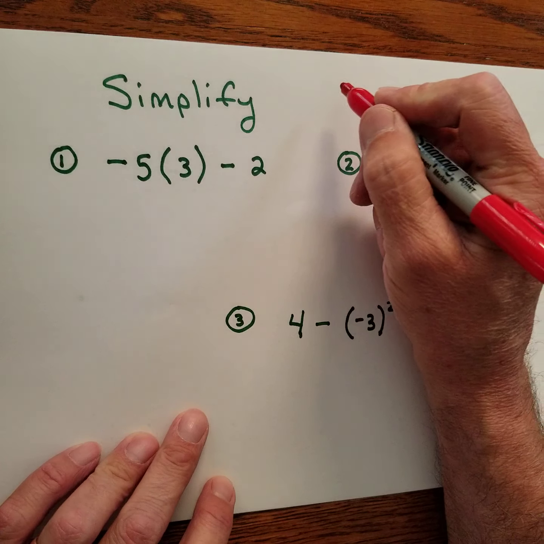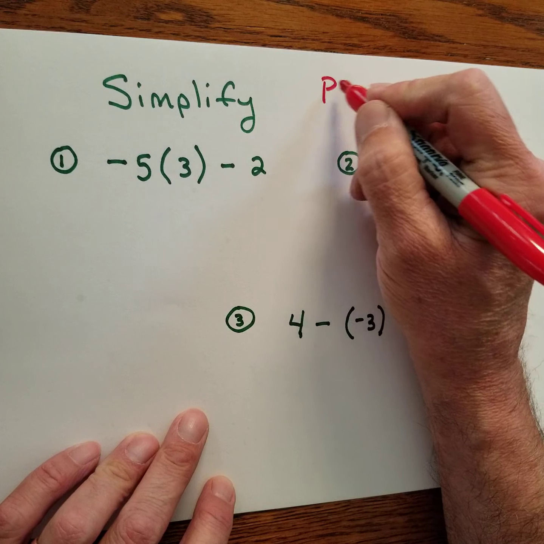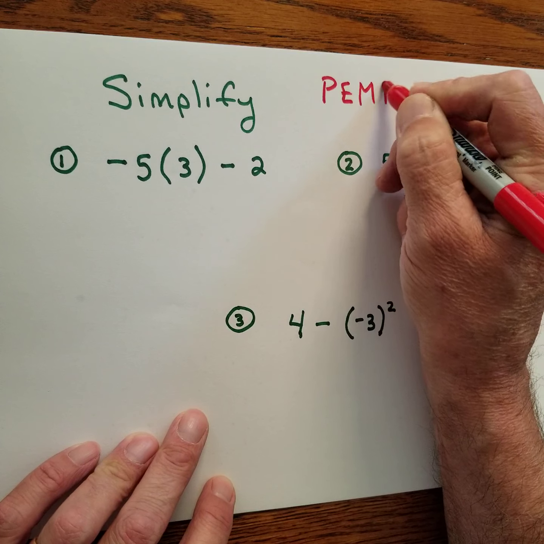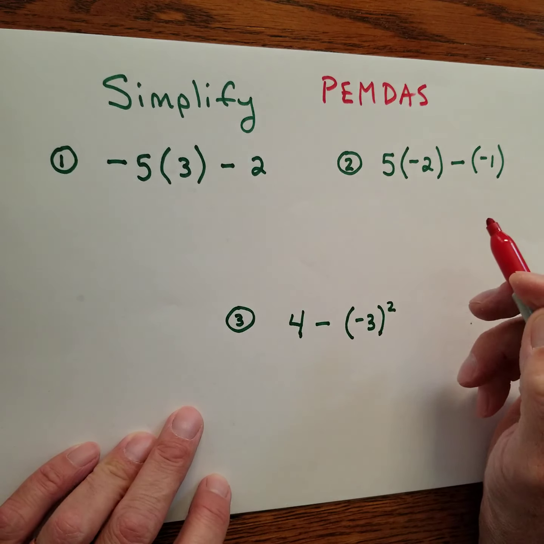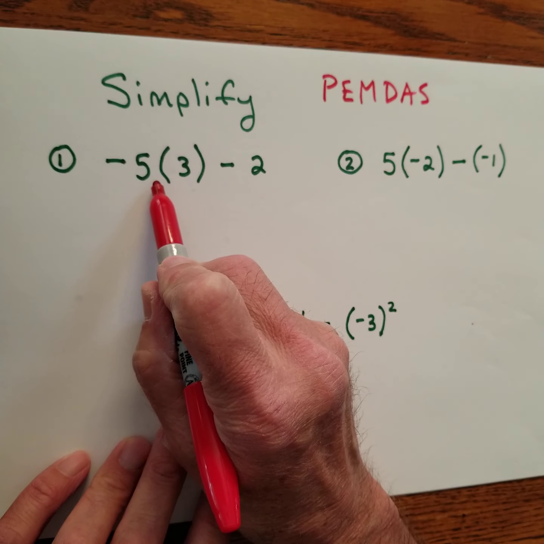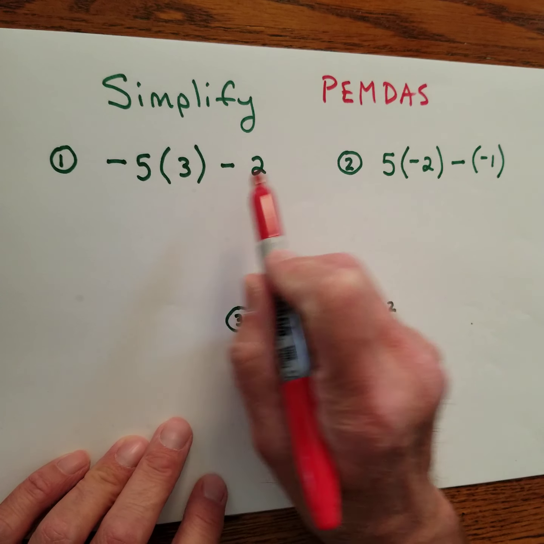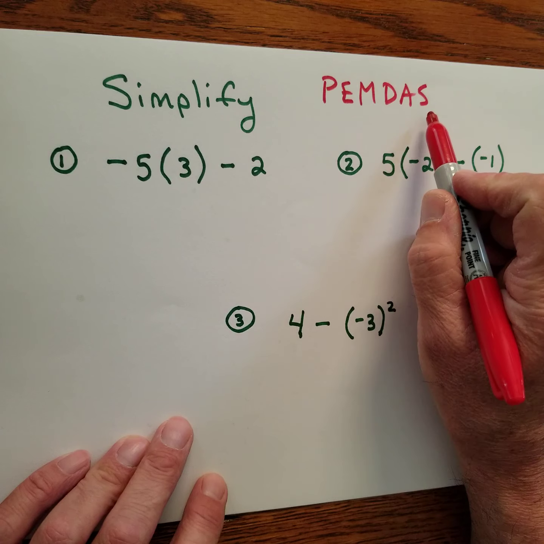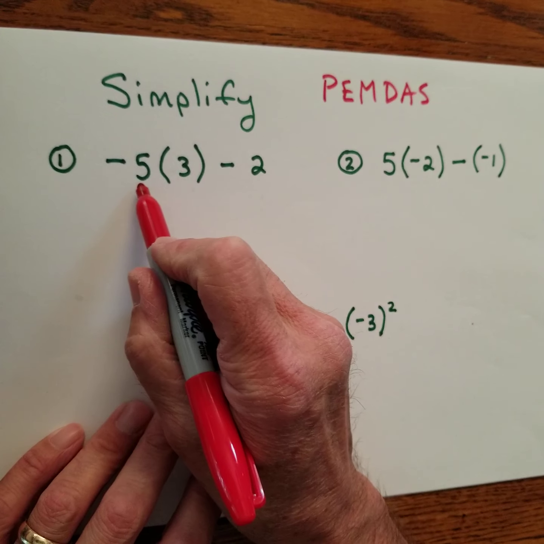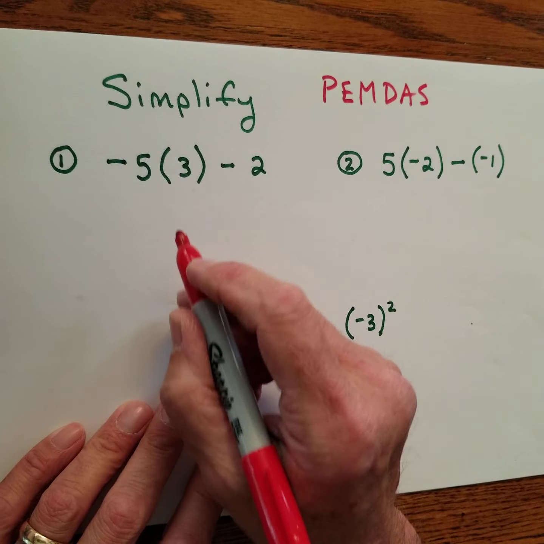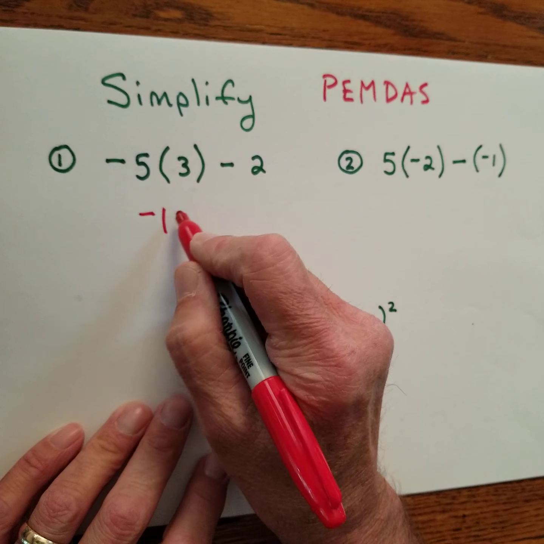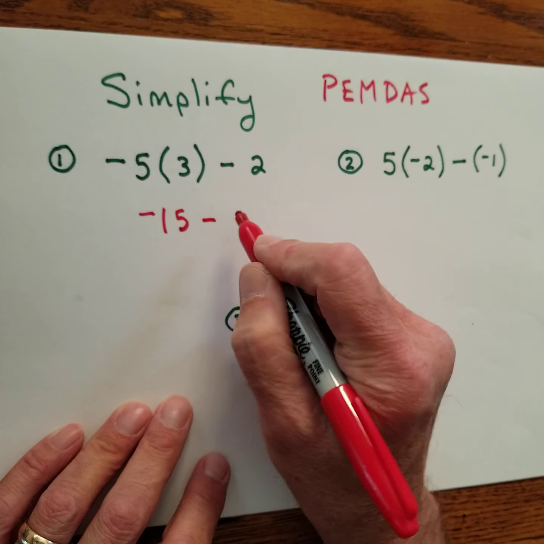In order to keep my order of operations straight, let's always think PEMDAS. Now when I look at number 1, I have multiplication and subtraction. Multiplication happens before subtraction. So I should multiply the -5 times the 3. -5 times 3 is -15.